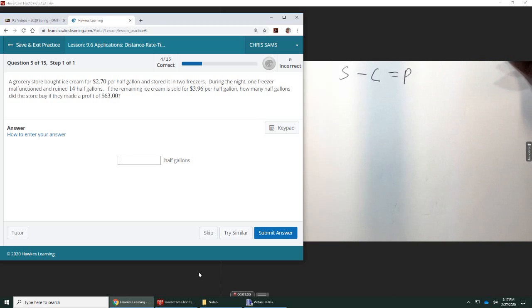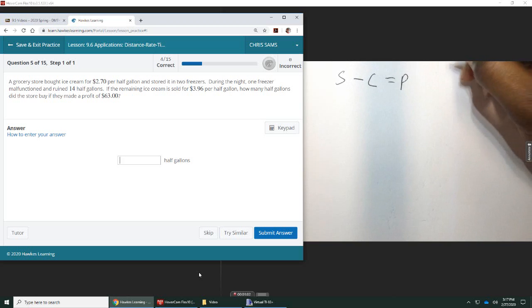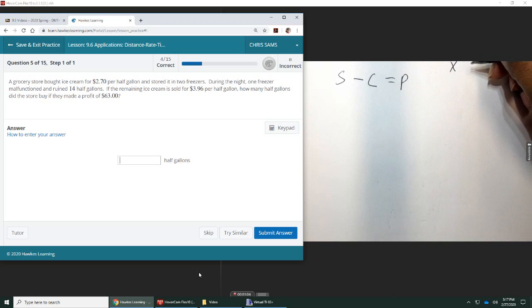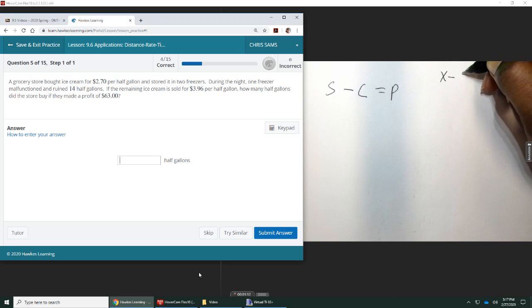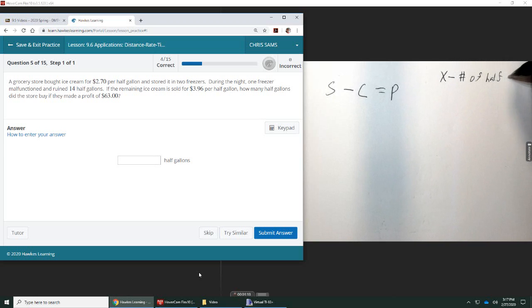We don't know how many half gallons they got, so I'm going to let x be that, and that's what the question is asking: how many half gallons did they buy? Usually the question gives you the variable that you're looking for. So we're going to say x is the number of half gallons. This is how many half gallons we originally bought.